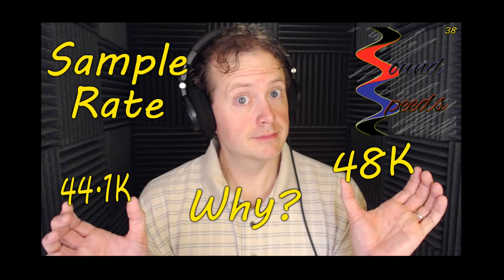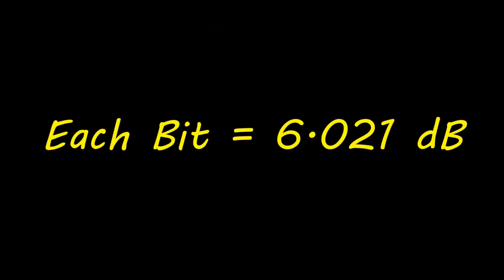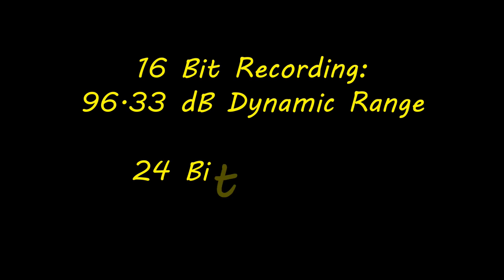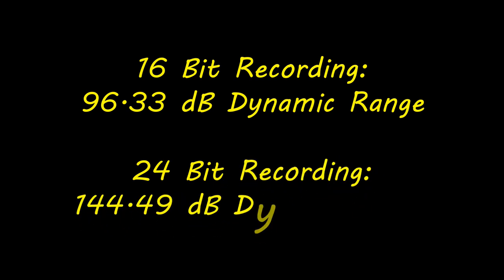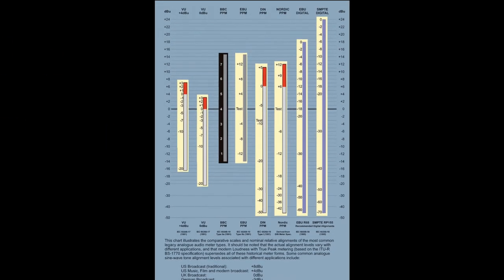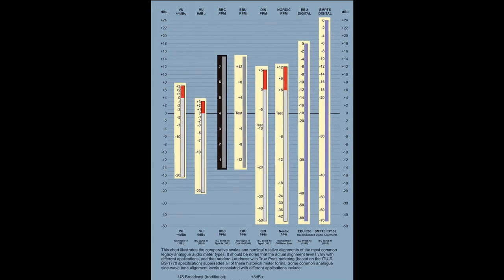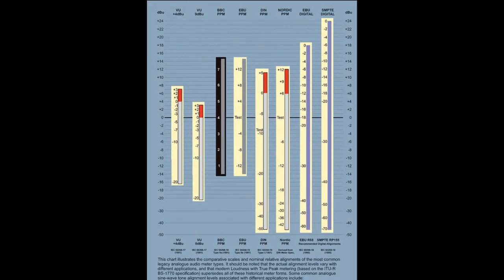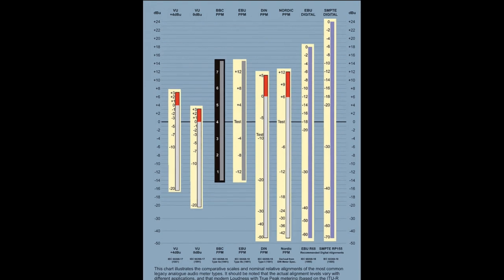Before we move on, it should be noted that each bit in the bit depth can represent about 6.021 decibels. So the highest signal-to-noise ratio in a 16-bit recording is 96.33 decibels, and in a 24-bit recording, it's 144.49 decibels, which, I might add, exceeds the maximum dynamic range of any single analog-digital converter on the market at the time of this video. In real-world terms, each value mapped corresponds to the voltage of the analog signal's amplitude. Don't forget, the maximum voltage represented by a binary number is 1 volt, which equals 0 dBFS.